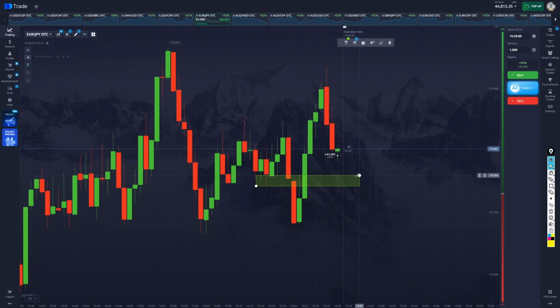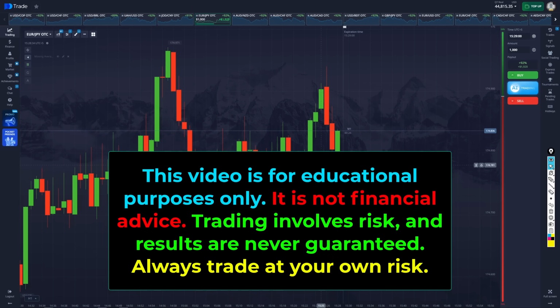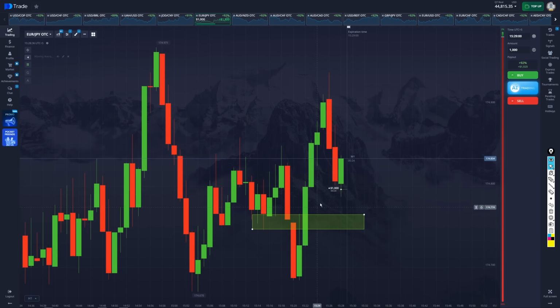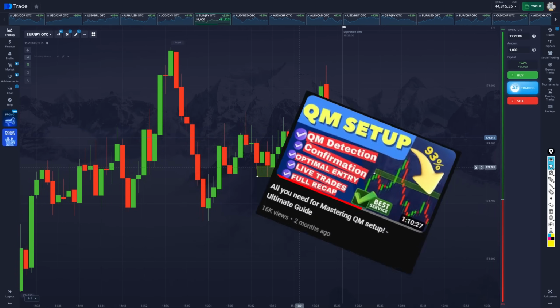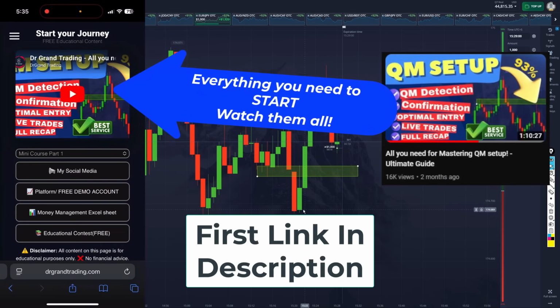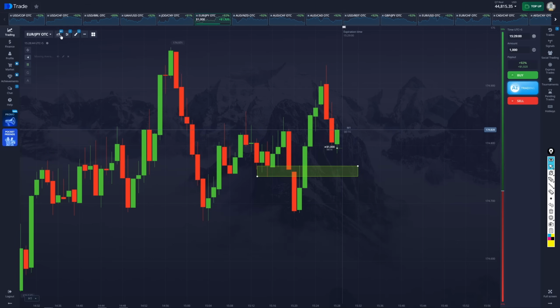So this is a QM, right? This is QM: low, high, low, low, high, high. QM is one of the most famous setups. And if you want to know more about this, basically know everything about this, you can watch this video from the first link in the description. Yeah, this is a QM setup, QM pattern.